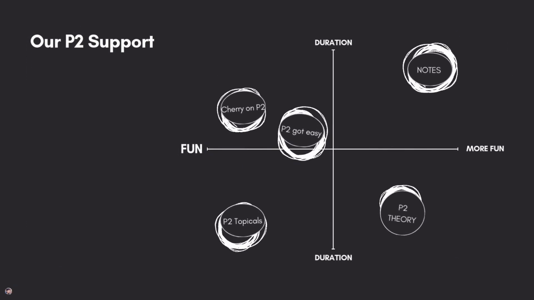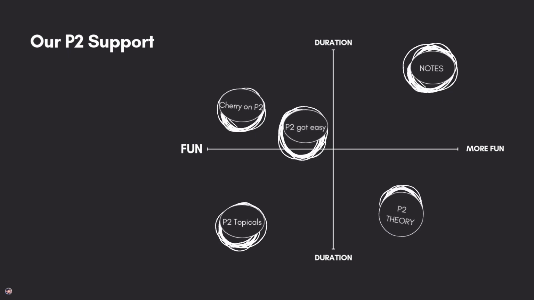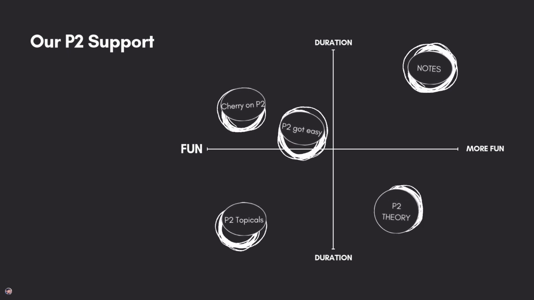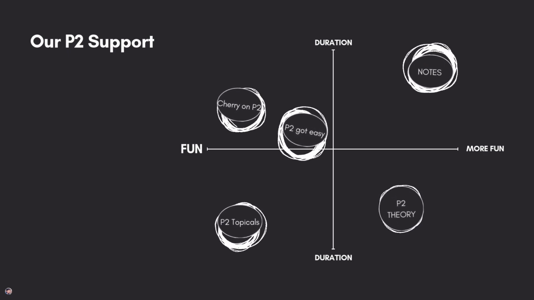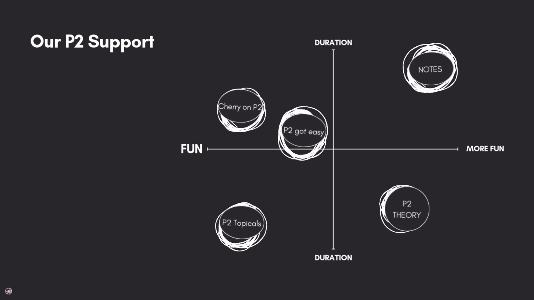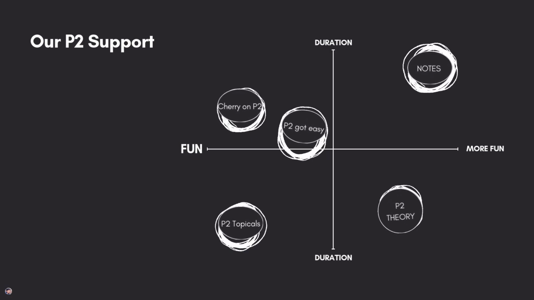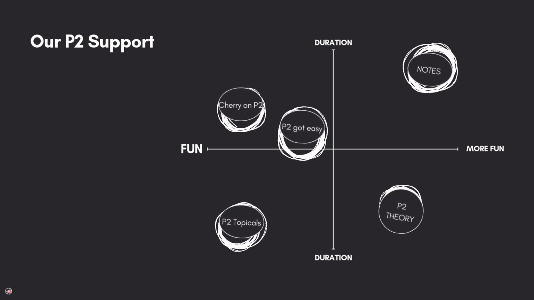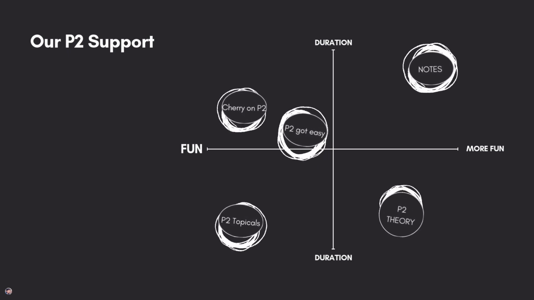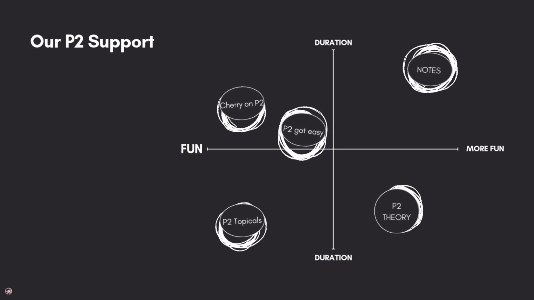So now what is P2 Sport? We have a network of P2 Sport along with this particular series that will be uploaded. So now number one, our series are P2 Got Easy. P2 Got Easy is the basic series. Then there's the Cherry on P2 series. These are for all the nerds out there, for all the programmers out there. We'll be solving crazy problems right there.